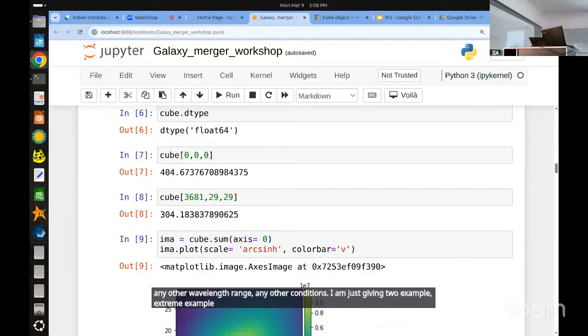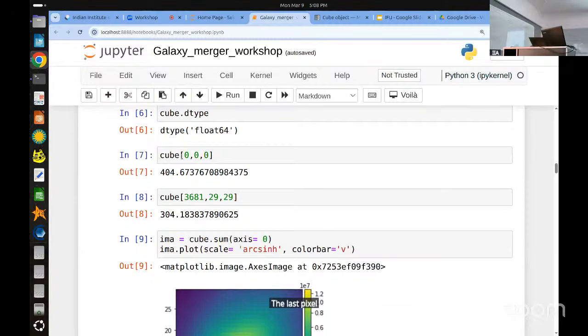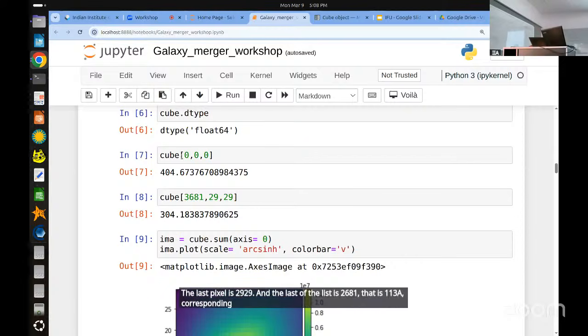This is the first pixel, and this is the end pixel, that is 29, that is 30 pixel. 30 pixel is the box size. The last pixel is 29, and the last wavelength is 3681. That is the wavelength frame. Corresponding wavelength is 9350 angstrom. What is the corresponding pixel value?